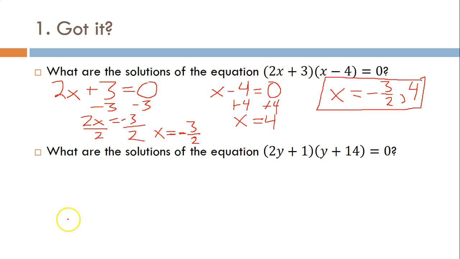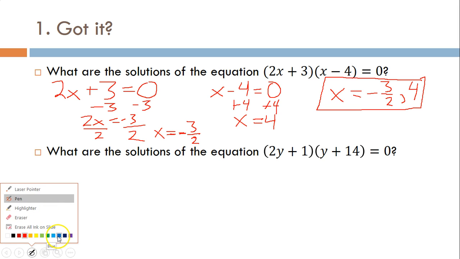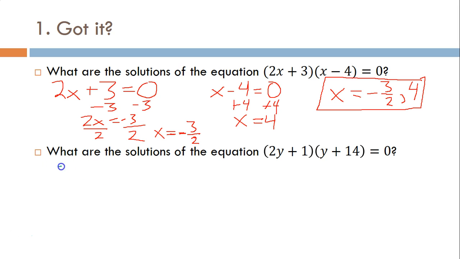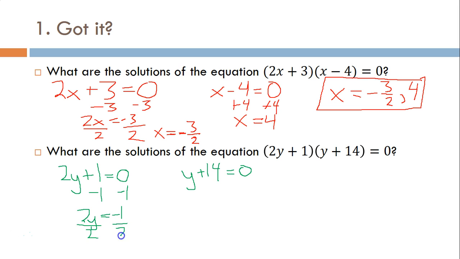The second one says, what are solutions of 2y plus 1 times y plus 14? So let's try green. So same thing. It's 2y plus 1, set that equal to 0, and then y plus 14, and set that equal to 0, and then solve. So to solve, we would subtract 1 on both sides, and then we get 2y equals -1, divide by 2 on both sides, and we get y equals -1/2. And then minus 14 on both sides to solve the other one, and we are done. So you get y equals -14.